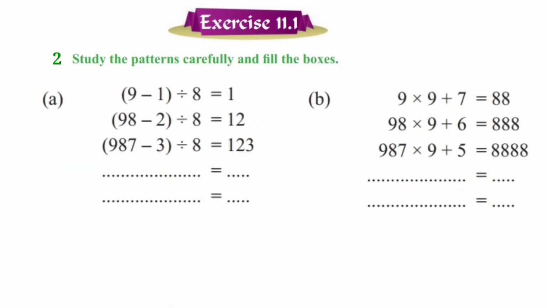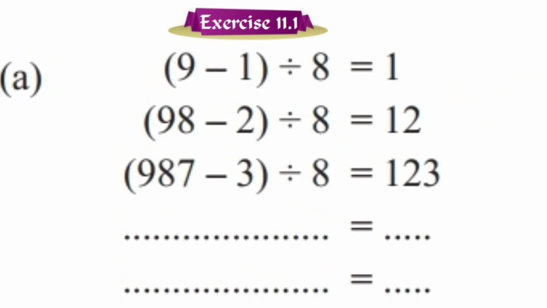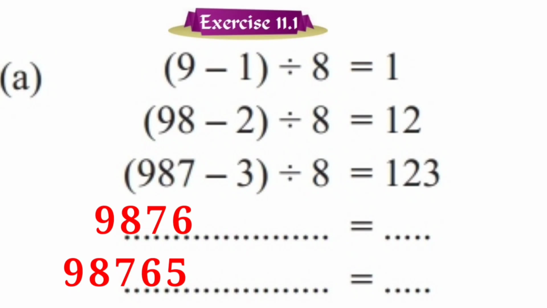Now we'll solve question number 2. See the given pattern and write the next two terms. From top to bottom, let us watch every part of the equation. We have 9, 9, 8, 9, 8, 7. And continuing in the same fashion, we'll write 9876 and 98765. In next part, numbers are written in order.